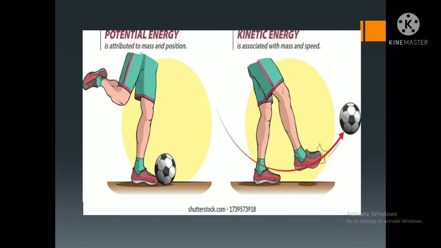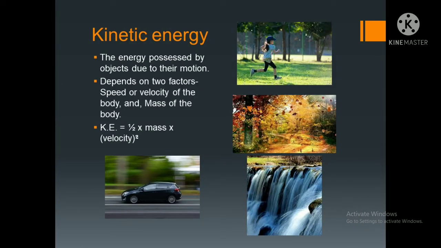See here, kinetic energy. So what is kinetic energy actually? It is the energy possessed by objects due to their motion, whatever energy is possessed by a human being or by any object. It depends on two factors: speed or velocity, and mass. How much speed it is going, how much energy is possessed in that body, and what is the mass of that body. So how will we determine the kinetic energy? By half into mass into velocity square.